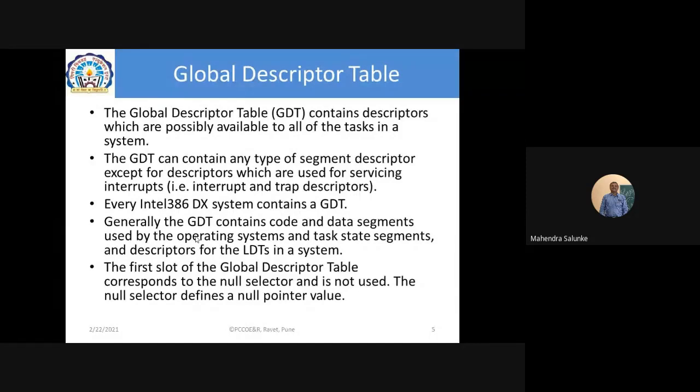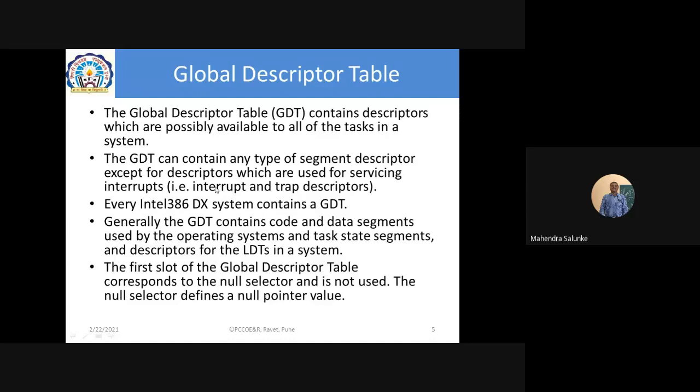The GDT can contain any type of segment descriptor except for descriptors which are used for servicing interrupts. We will be talking about the classification of descriptors as well. But the descriptors associated with interrupt servicing, the interrupt and trap descriptors, are basically used to give service to the interrupts. Those are not available in the GDT. So we cannot have interrupt and trap descriptors in the GDT, but other descriptors we can define in the GDT.